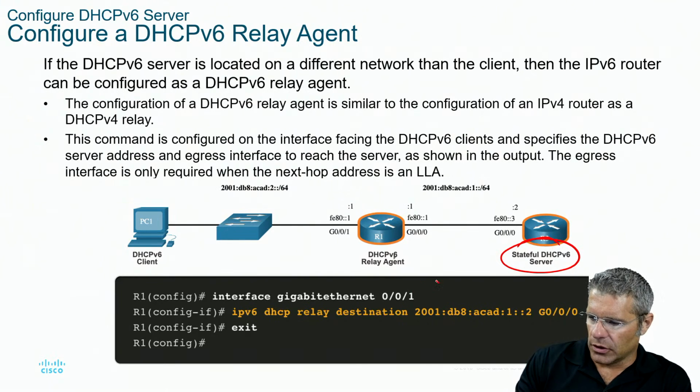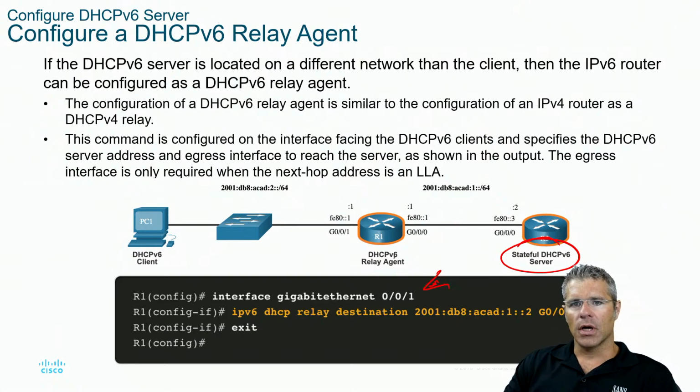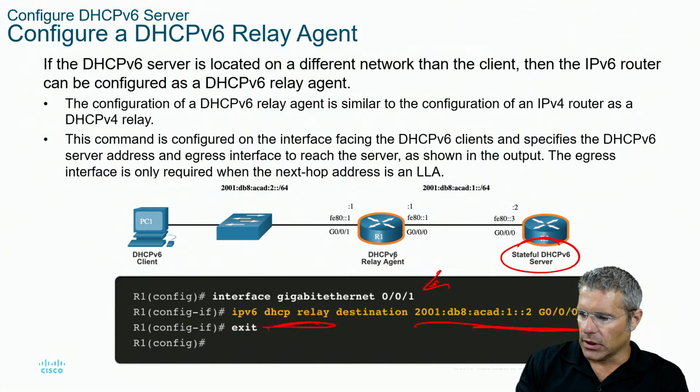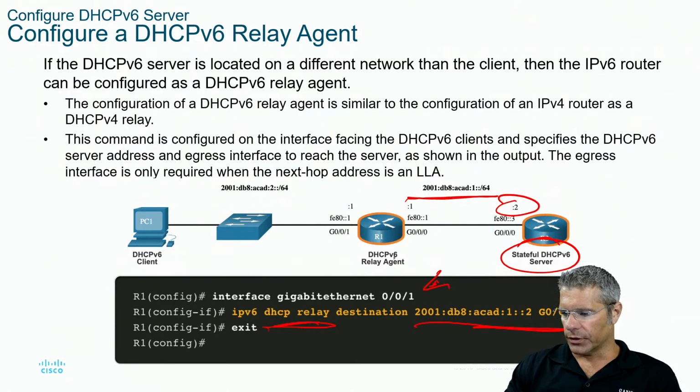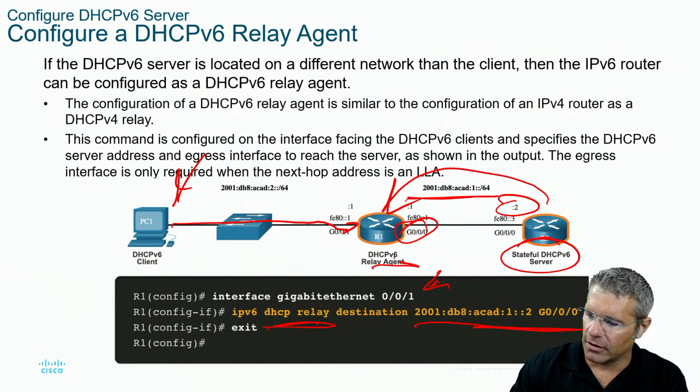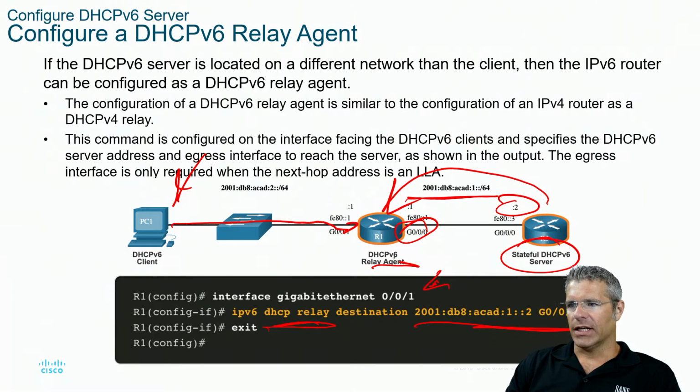Pick your interface in question. And then if you're going to set it up as a relay, tell it where it is relaying to. So that's the 2001 DebataCAD 1.2 network we're going to be talking to over gig 0/0. It's going to be relaying when this client asks for an address through that switch of this router. The router is going to relay the information back from that stateful DHCP server. And usually that's the way you see things going.